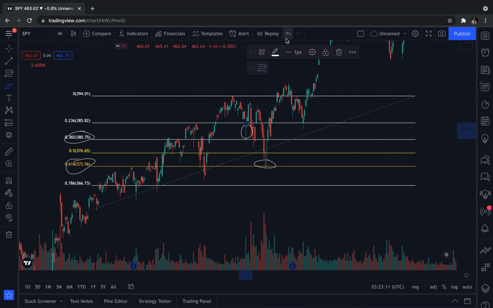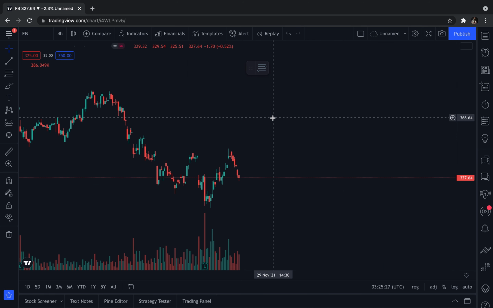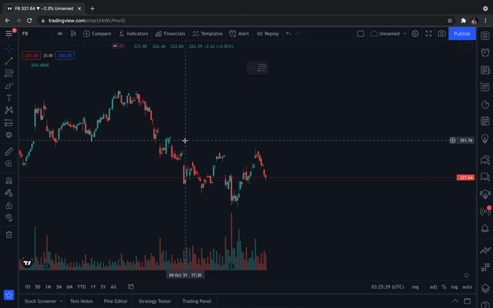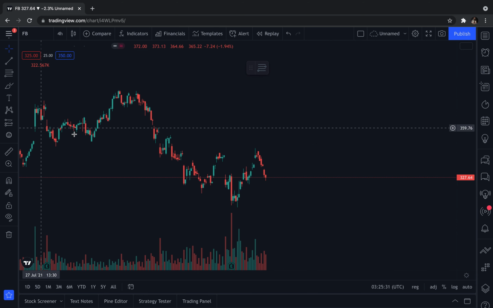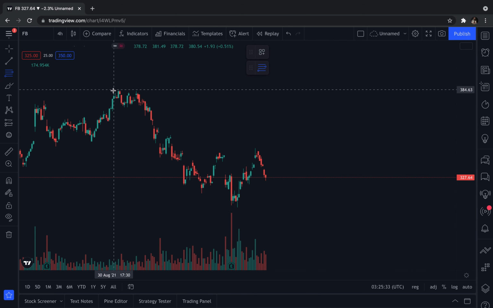So that's exactly what I mean by the 0.618 is the level, known as the golden pocket, right? That's the level you want to get in. Now we're going to move on to a bearish example, right? So here we're on Facebook and we're going to do the exact opposite, but it's the same concept, right?